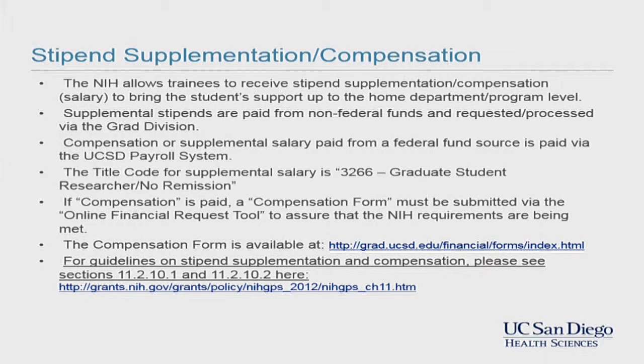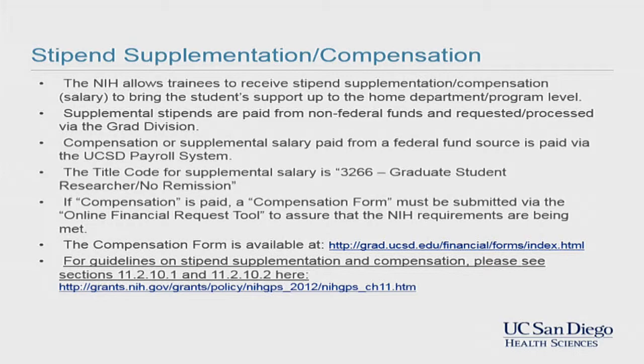Okay, so stipend, supplementation, and compensation. The training grant stipend level is usually around, I believe right now, about $22,000. Many graduate departments have a stipend level that's higher than that. And so a trainee is eligible to receive supplementation, which would be in the form of a stipend, or compensation, which would be salary and paid through payroll. If it's compensation, it should be paid by a federal fund source.